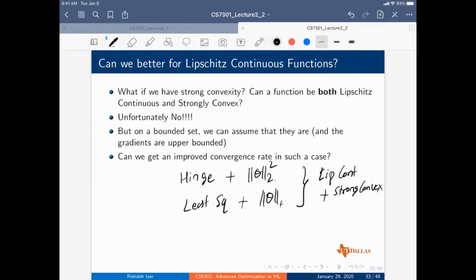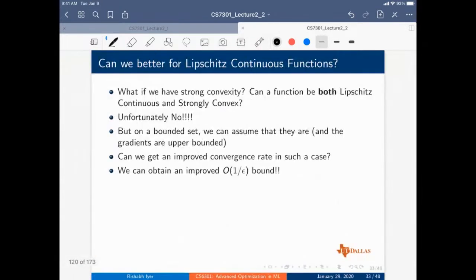right? Another example of such functions would be if you have a joint norm, which is like L1 norm plus L2 norm, right? Plus say like logistic regression, or possibly hinge, or even least squares, right? So all of these functions then would be Lipschitz continuous plus strongly convex. Okay. Any questions until now?